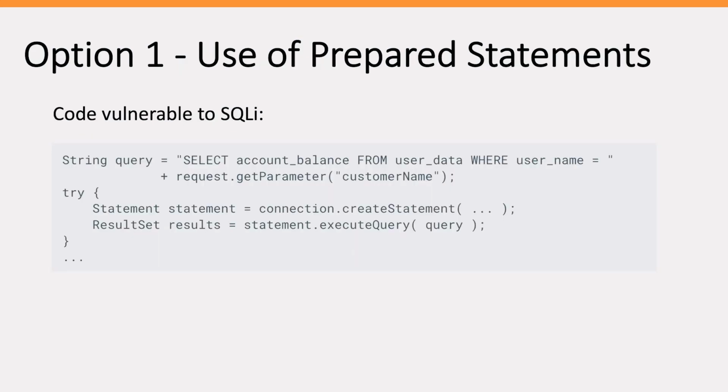Okay, so let's take an example first. You've got a code block over here. The first one, which is query, has: select the account balance from the user data table, where username is equal to request.getParameter customer name. What this does is it takes user input, so user controlled input customer name, and it adds it directly to the query, and then it defines the structure of the query, and then it executes the query.